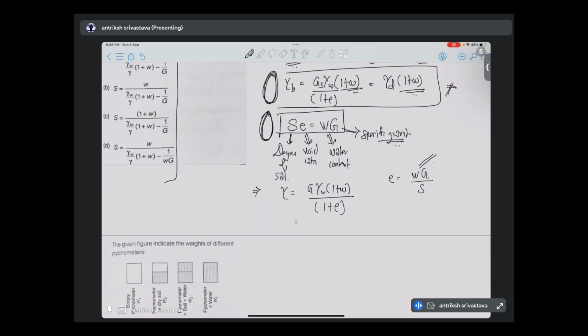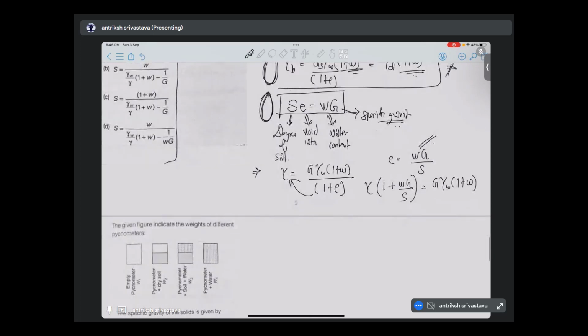So when we substitute it here, we get gamma is equal to, so let's directly substitute and bring it to the left hand side. So gamma times 1 plus WG by S is equal to G gamma W times 1 plus W. So gamma times S plus WG is equal to SG gamma W times 1 plus W. What we have done is just we have multiplied S on both the sides, LHS and RHS. So this will become S, and this S will get cancelled, and here also one more S will get.